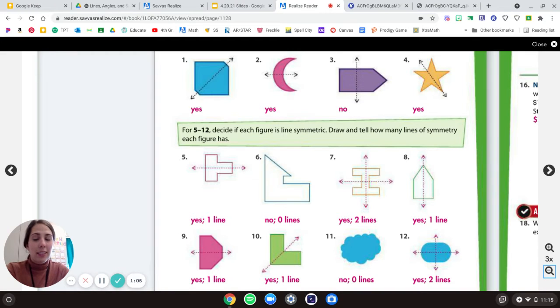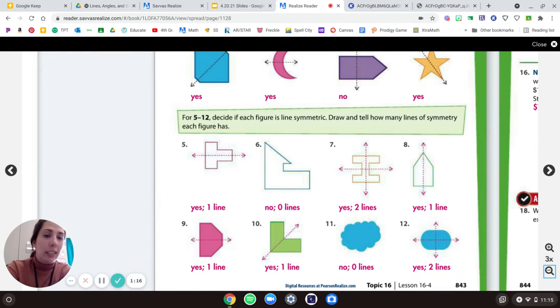7 is yes. There are 2 lines going vertically through that eye and horizontally through the eye. 8 was also yes. This time there's just one line going vertically through the middle. 9 is yes. One line going horizontally. 10 was also yes. You need to find where the middle of the shape would have been. It would have been right about here. And it can go through there. So yes, one line.